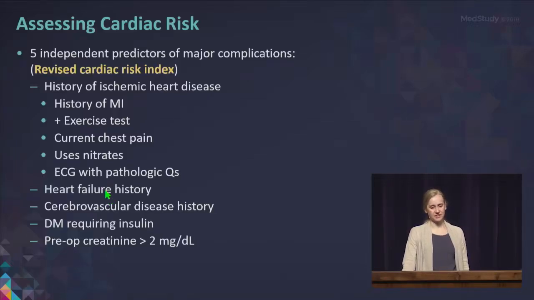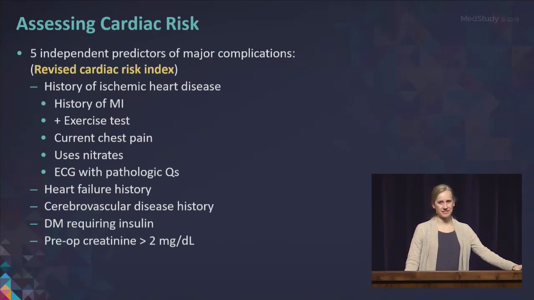Heart failure history, and this is either decreased ejection fraction on an echocardiogram or symptoms. Cerebrovascular disease, so patients who've had a past transient ischemic attack or a stroke are going to get a point here. Diabetes requiring insulin, so our diet-controlled diabetics or our people with an A1C of 6.7 who are on a touch of metformin, these people don't get this point. They get it only if they're on insulin. And then renal insufficiency, and this is measured by a creatinine over 2.